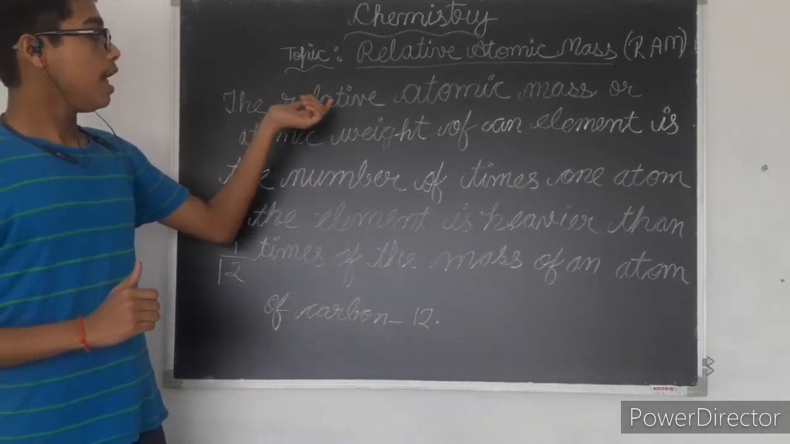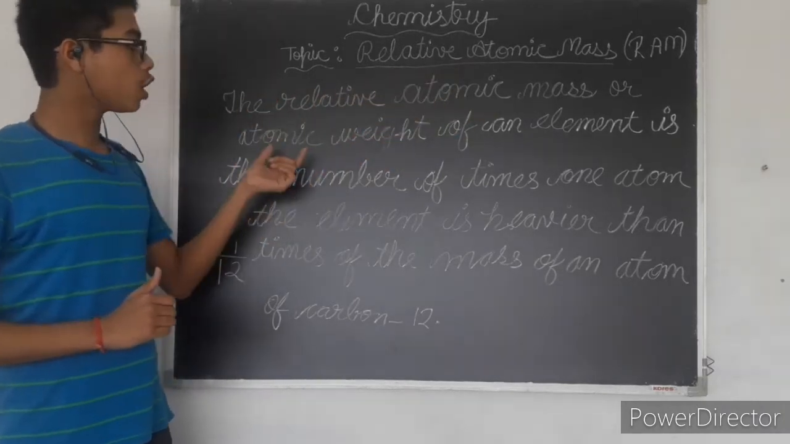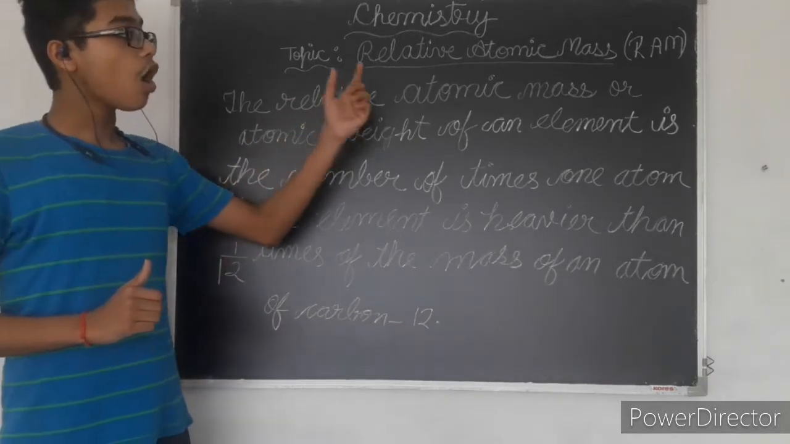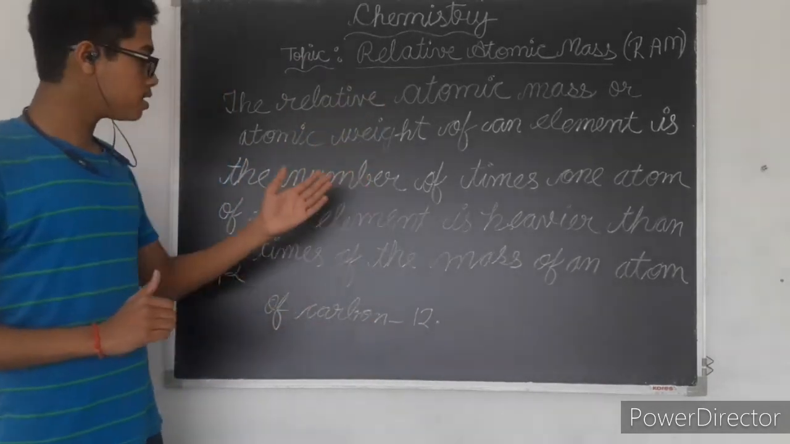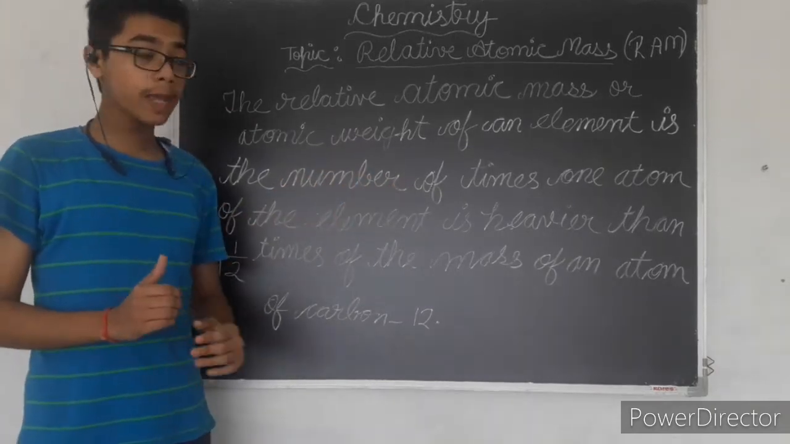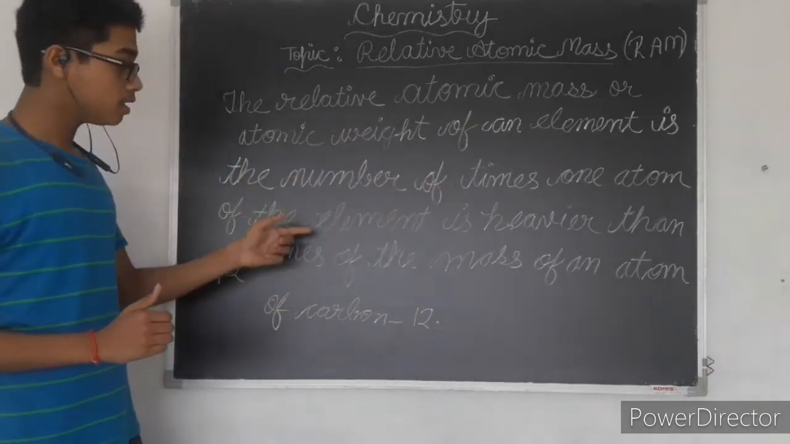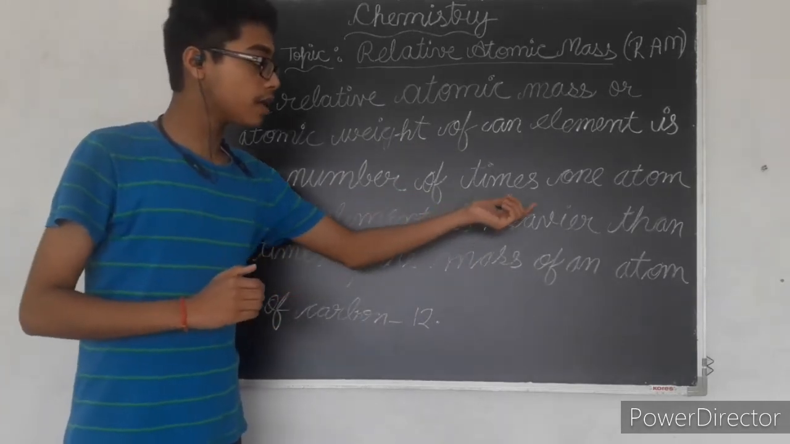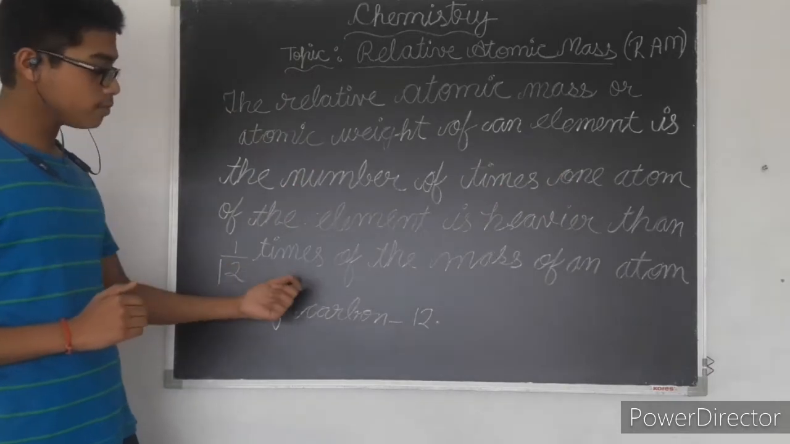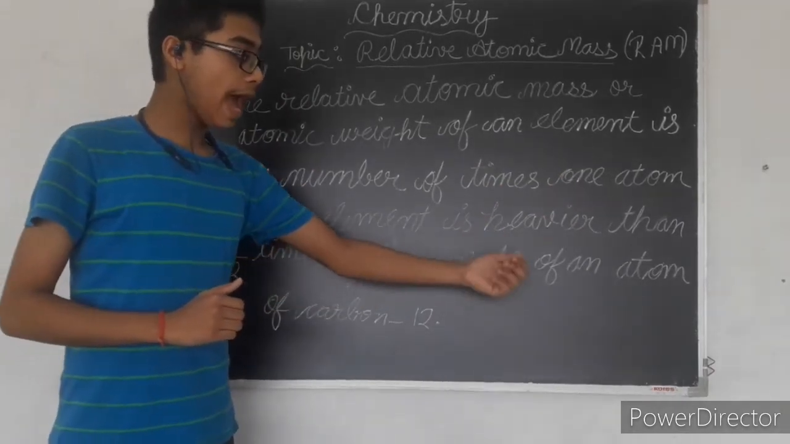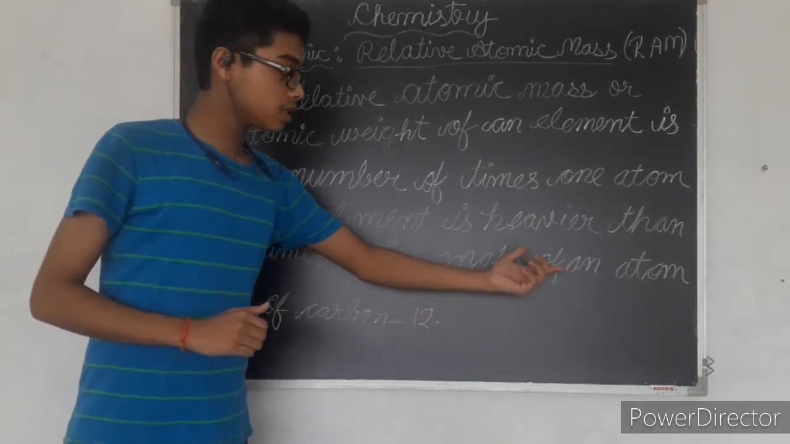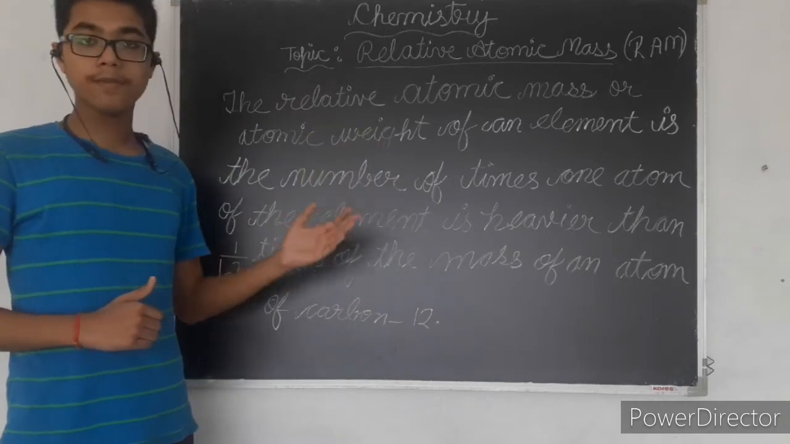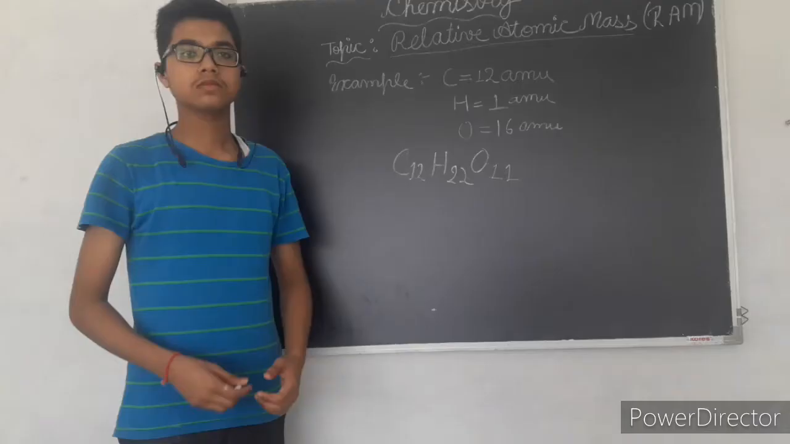So the relative atomic mass or atomic weight, I have told you that relative atomic mass is also known as atomic weight, of any element is the number of times one atom of that element is heavier, how much heavier, than 1/12 of the mass of an atom of carbon-12. I have told you that we are comparing any element with carbon-12.